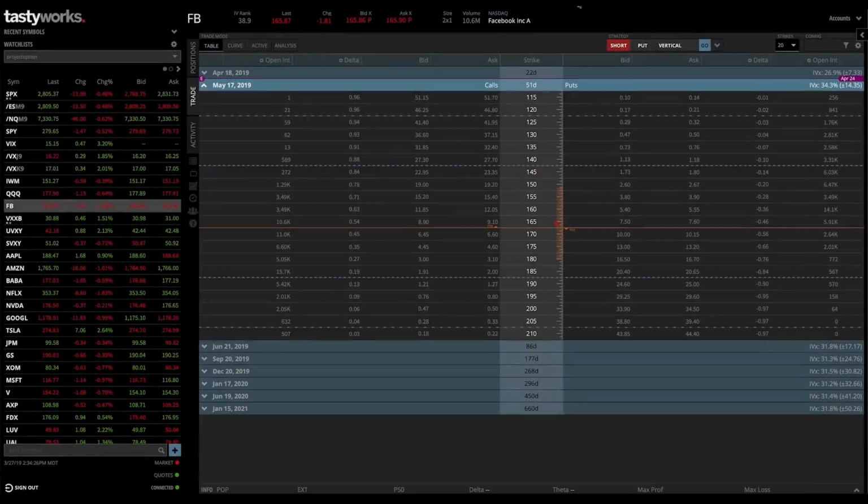So put options become more and more valuable as the share prices decline. So like we did before, let's hop over to the Tastyworks trading platform and look at some put options that are currently trading in the marketplace right now. Now, like we did earlier, we are going to look at Facebook options for the put option explanation.